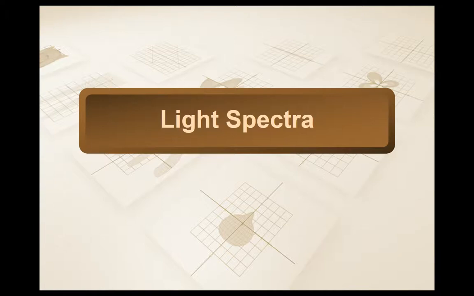Hello again, Physics 30s. In today's lesson, we are going to talk about three different spectra of light. That includes the continuous spectra, the bright line or emission spectra, and the dark line or absorption spectra.